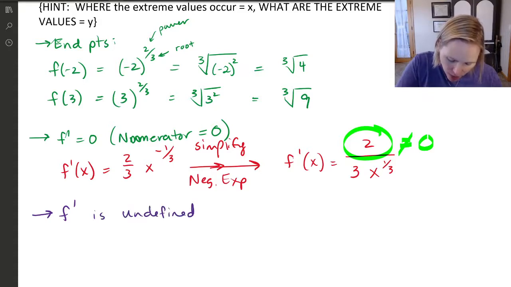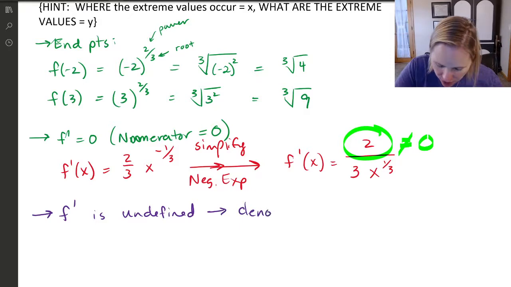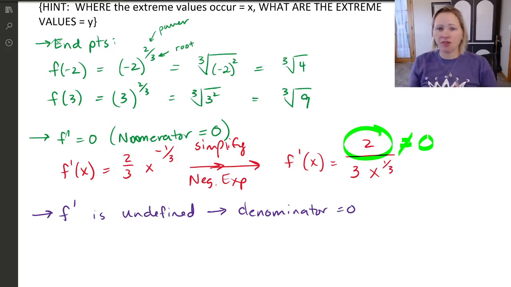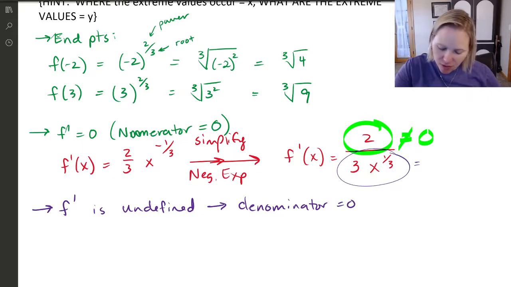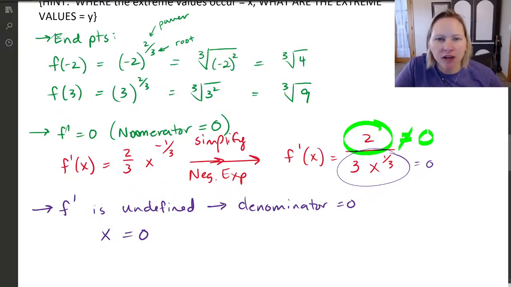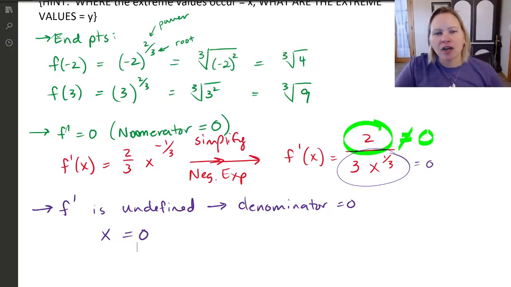Now, where it's undefined, that's where the denominator is equal to 0. So essentially, if I can get it into a fraction, if I have negative exponents, I like the fraction because the numerator tells me where the derivative is 0. The denominator tells me where the derivative is undefined. So where is this equal to 0? Well, x equals 0 is the spot where I'm going to have an undefined denominator. I'm going to have 0 in the denominator. So I figured out I have 3 critical values, 2 endpoints, and 1 spot in the middle where f prime is undefined. So now I need to figure out what my mins and maxes are.